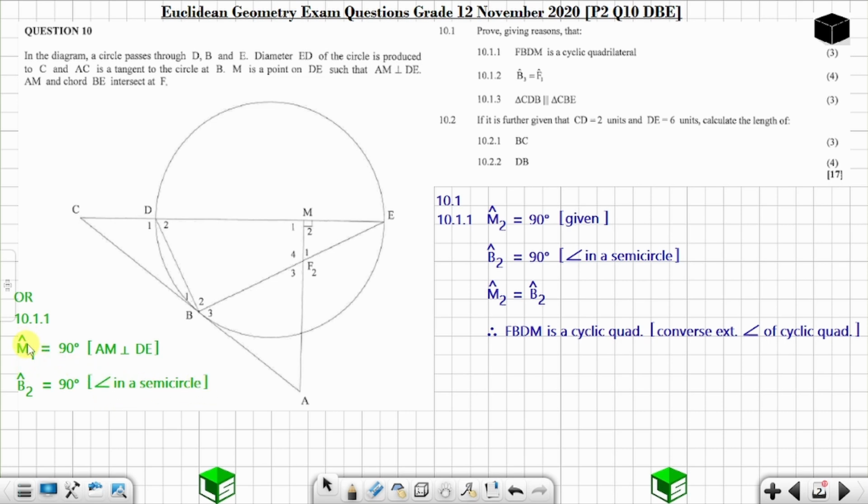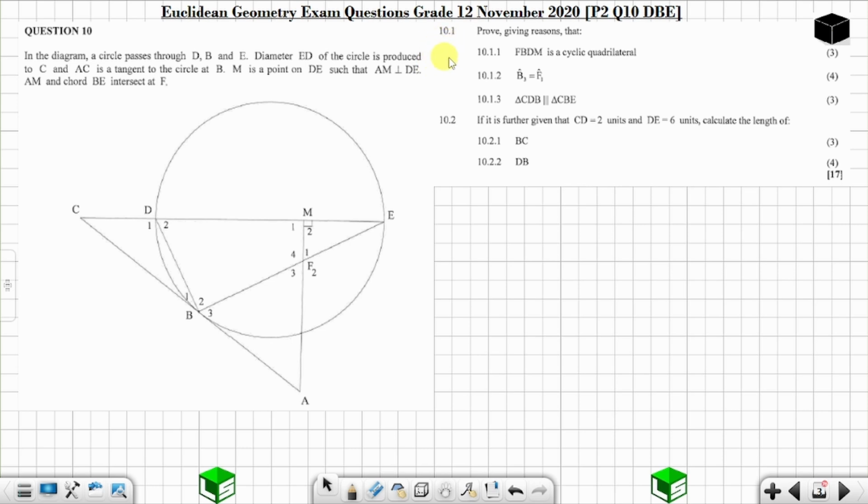So now can you see angle M1 plus angle B2 is 180 degrees. So you can see the sum of interior opposite angles is equal to 180 degrees. Therefore, we can conclude FBDM is a cyclic quad. The reason is converse opposite angles of cyclic quad. Okay, let's move on.